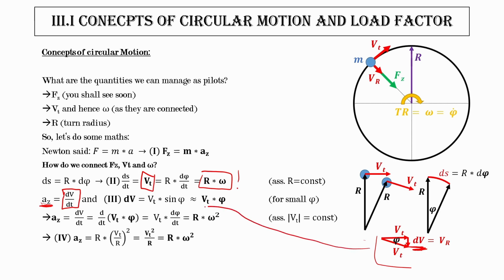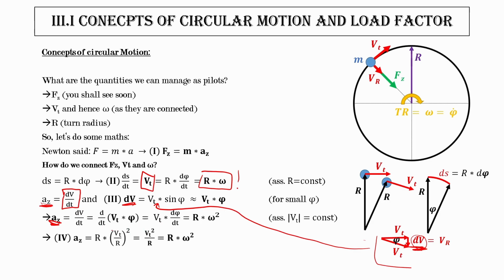sine of phi times tangential velocity. Okay, this dv is what we are looking at right now. dv is vt times sine phi, and because we are looking at very, very small angles, we can roughly assume that it's vt times phi. Alright, awesome. Now all we have to do is find the time derivative to find acceleration. So we find acceleration is the time derivative of dv. We write it like this.